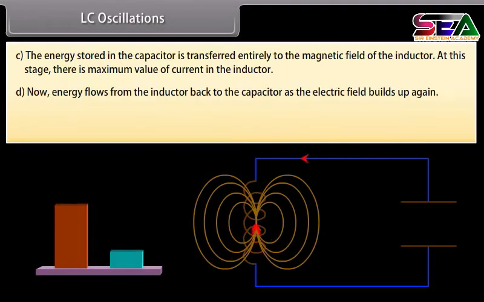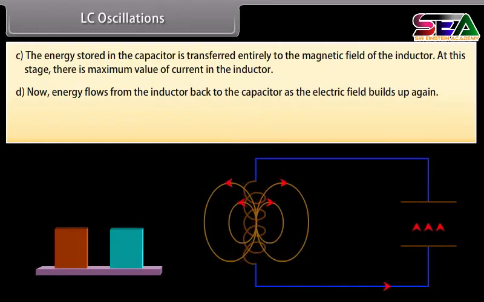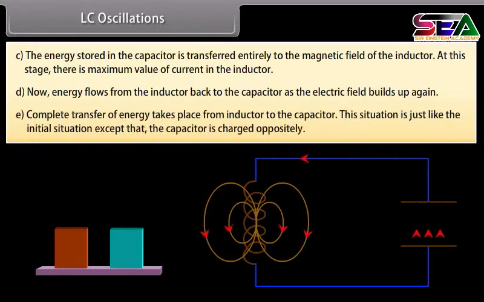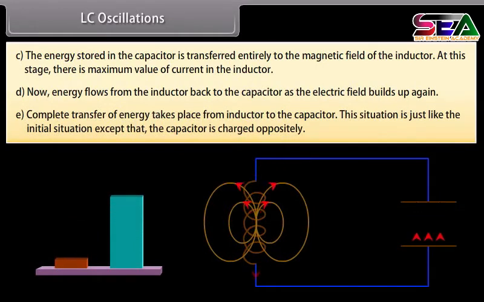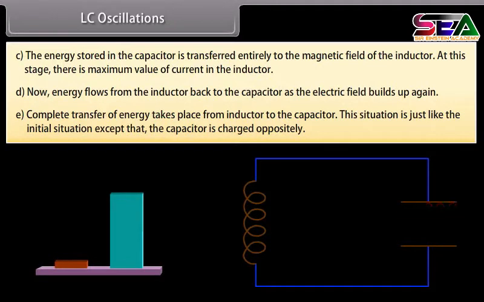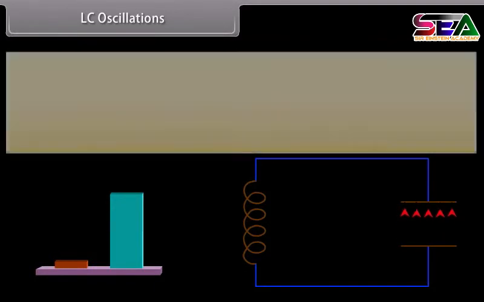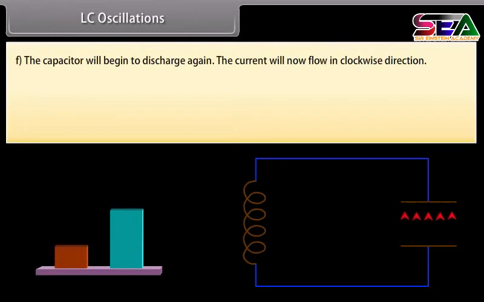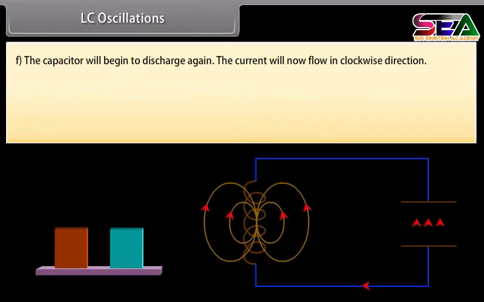Now, energy flows from the inductor back to the capacitor as the electric field builds up again. Complete transfer of energy takes place from inductor to the capacitor. This situation is just like the initial situation except that the capacitor is charged oppositely. The capacitor will begin to discharge again. The current will now flow in clockwise direction.